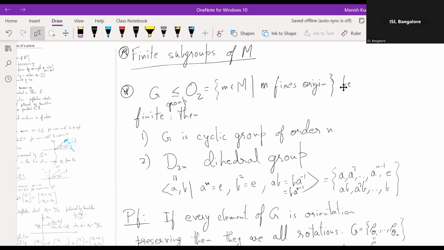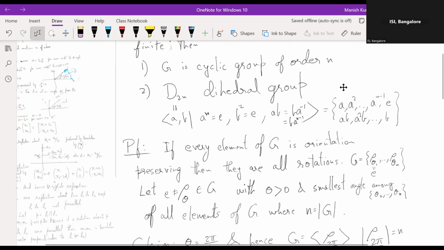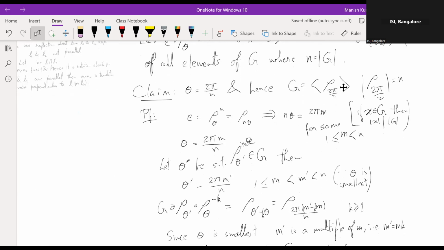So next, in fact, this is true about finite subgroups of M as well, but it requires a little more argument. See, the point is, M need not fix the origin. So elements of M may be some other rotations and so on. But what we'll show is that even if we take any finite subgroup of M, it is going to be isomorphic to either a cyclic group or a dihedral group. In fact, what we'll show is that if we take a finite subgroup of M, every element of that group fixes some point.